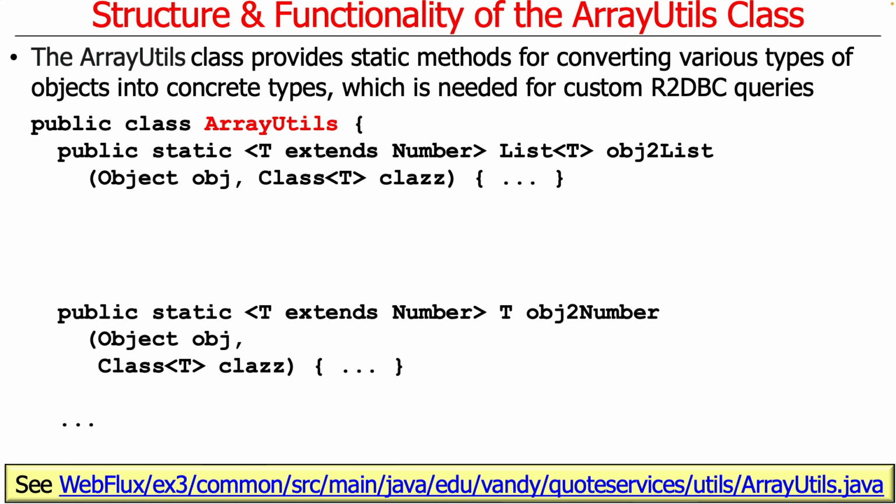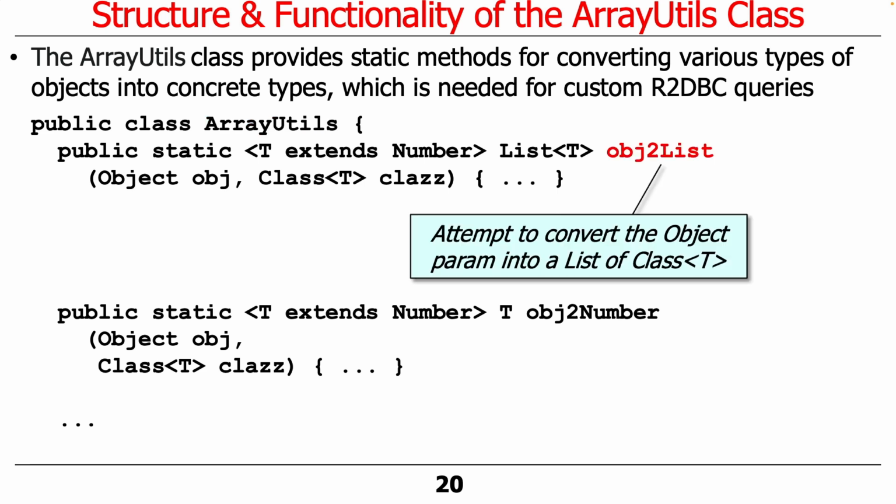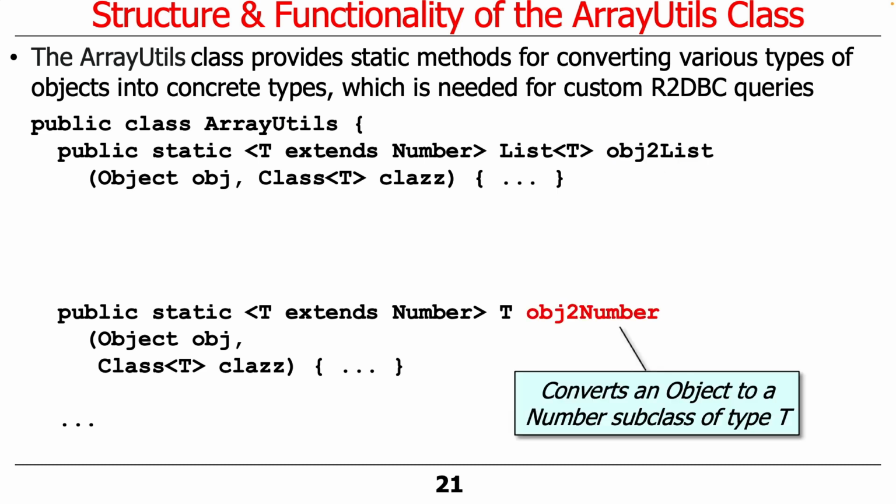And what happens here is this ArrayUtils has a set of static methods that are used to convert various objects, which are what are going to come out of R2DBC, into the concrete types that we care about. So there's a method called obj2list, and it takes an object that's passed as a parameter and a class of type T, which is generic, and it attempts to convert the object here into a list of elements of type T. And you can see if it works, you get a list of type T back. Very, very useful for purposes, as we'll see shortly.